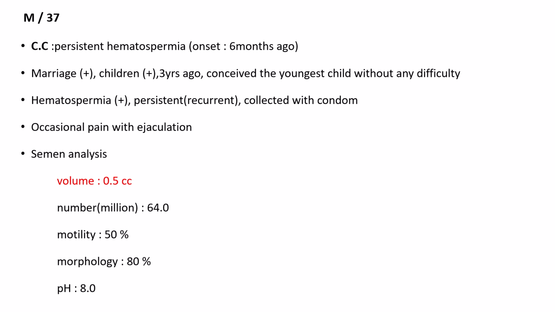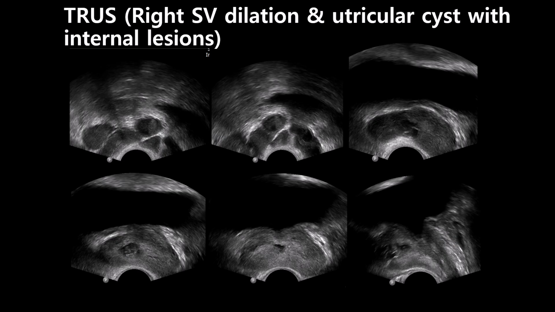He had no fertility issues, but reported occasional pain during ejaculation. His initial semen analysis revealed normal count and motility, but reduced volume. Transrectal ultrasound showed a right seminal vesicle dilatation and a midline prostatic cyst with internal heterogeneous echogenicity.